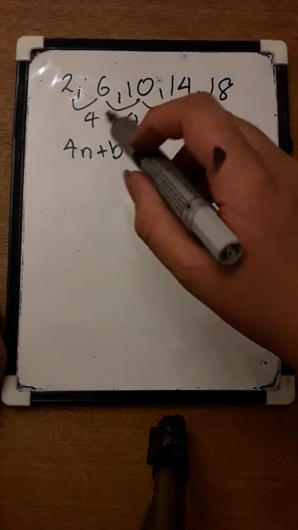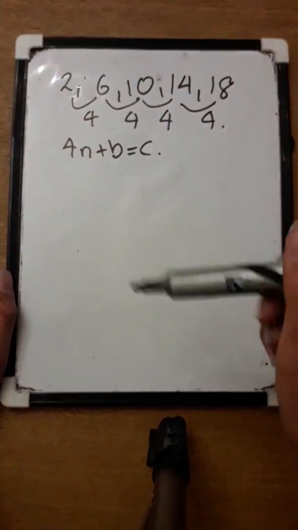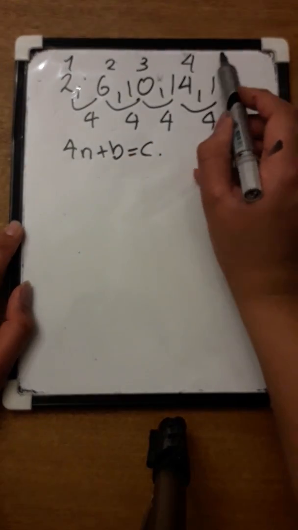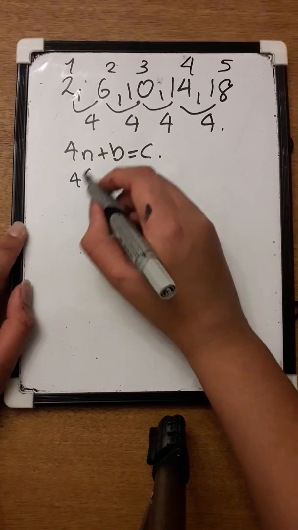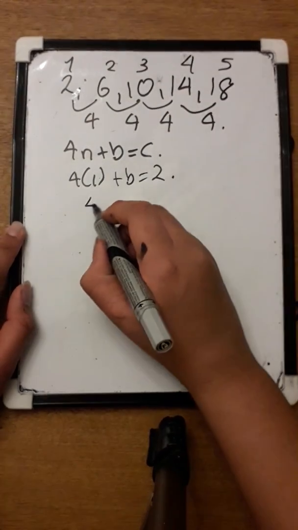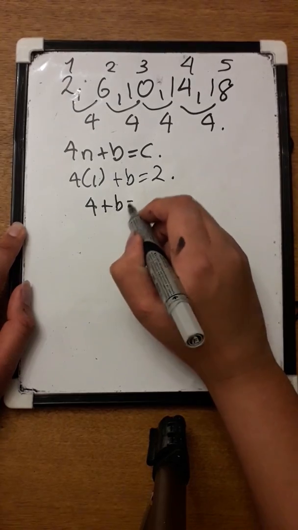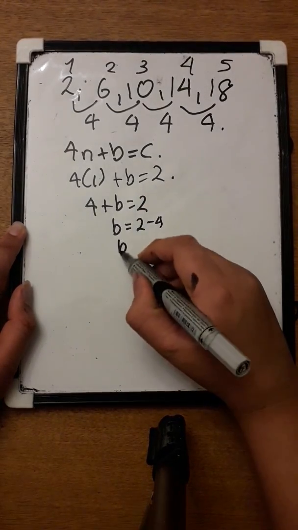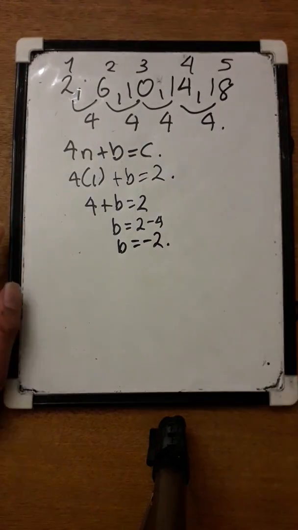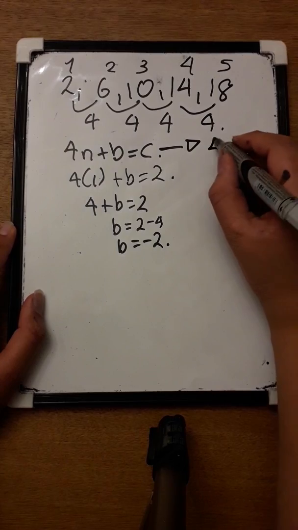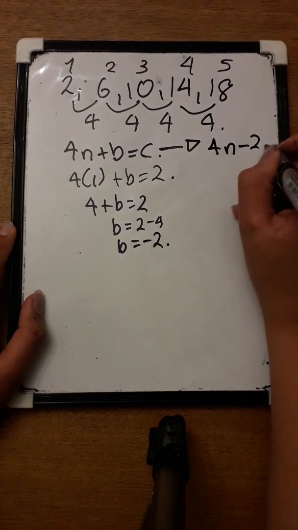Okay, so we input this into the first one because this is the first term, second term, third term, fourth term, and fifth term. So 4 in brackets 1 plus b equals 2. 4 plus b equals 2. b equals 2 minus 4, b equals minus 2. So the final expression is 4n minus 2.